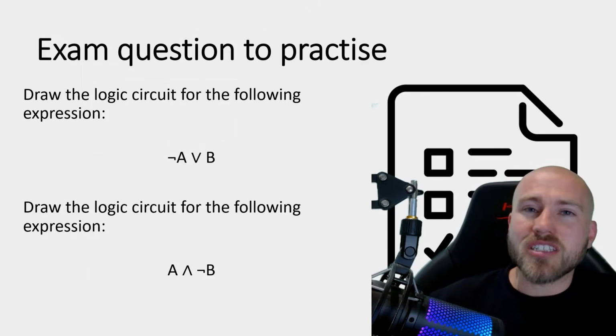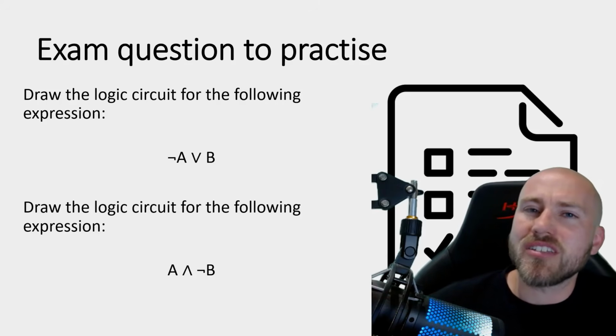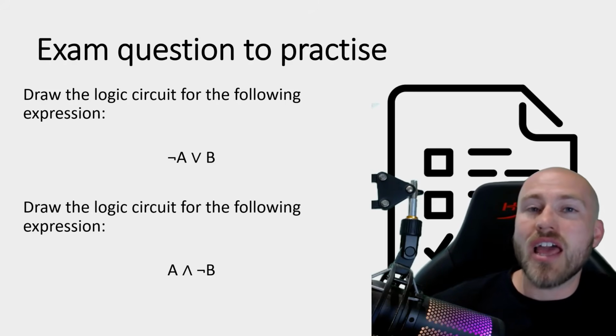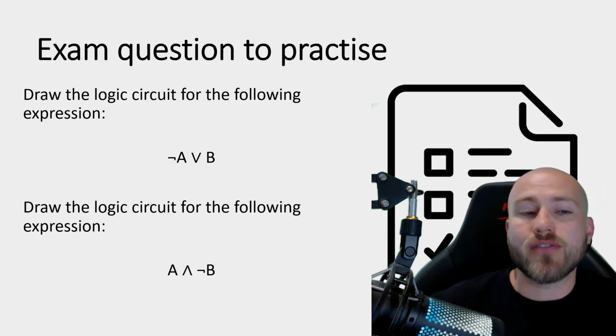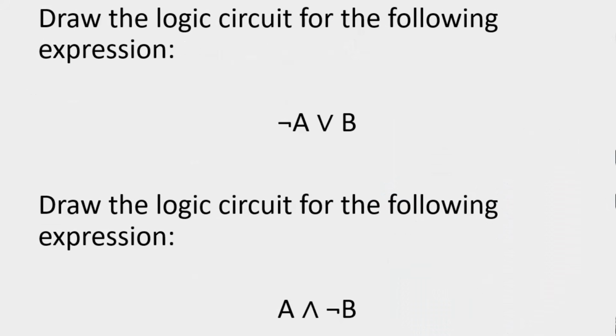Okay, so we've got a couple of questions to practice on this topic. So that we're getting some practice with those weird looking expressions, I've used them for these practice questions. I'll read them out loud so that you know what I'm asking you to do. Draw the logic circuit for the following expression: NOT A OR B. And the second question is, draw the logic circuit for the following expression, which is NOT B AND A.